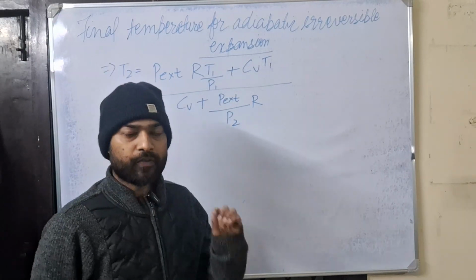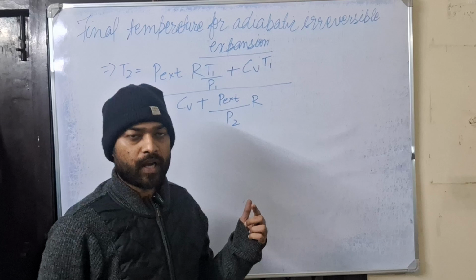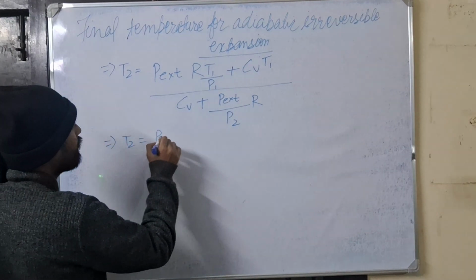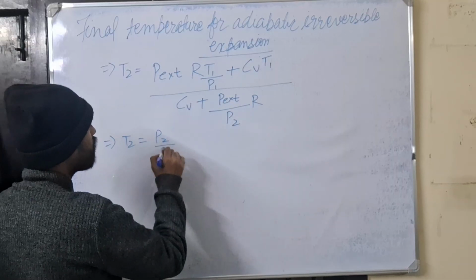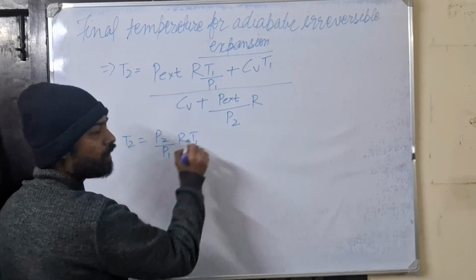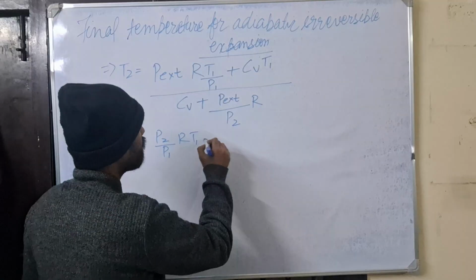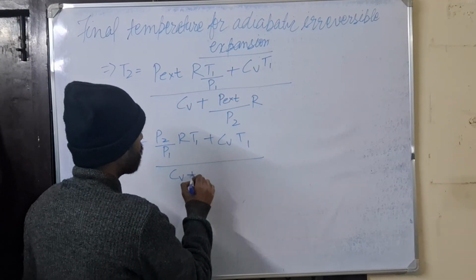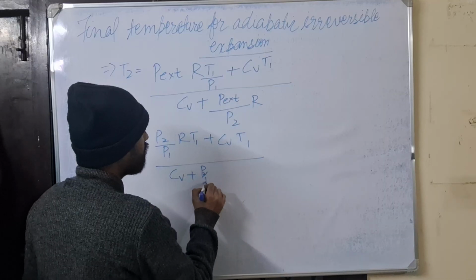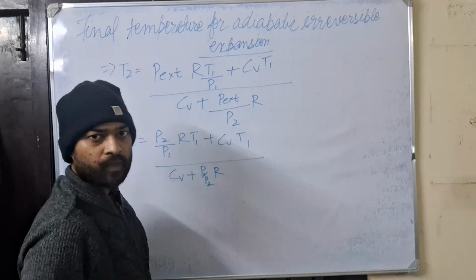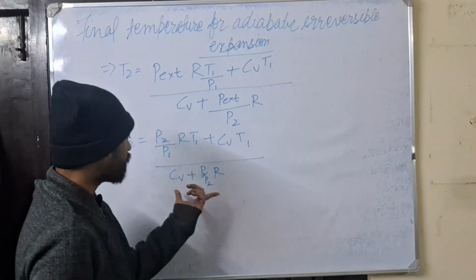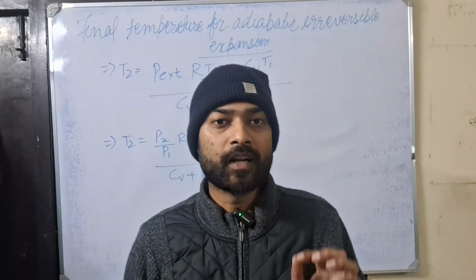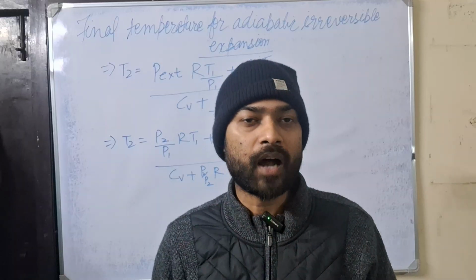Now, if we consider P external equal to P2, then what will happen? So, T2 is equal to P2 upon P1 into RT1 plus, we'll take this term, CB into T1 upon CB plus P2 upon P2 into R. Okay, so this will get cancelled and this becomes what? CB plus R. And what will be CB plus R? We know that CP minus CB is equal to R.